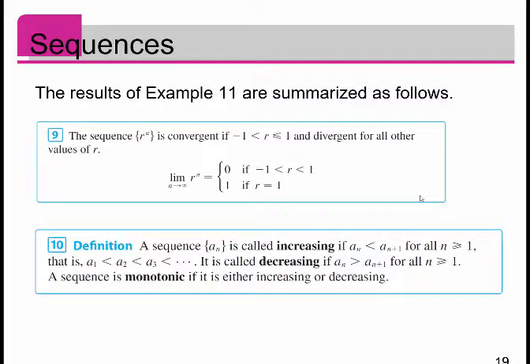All right, so the results of Example 11 are summarized as follows. The sequence r^n is convergent if you're between -1 and 1, and divergent for all other values. And finally, a sequence a_n is called increasing if a_n is less than a_(n+1) for all n greater than or equal to 1. That is, as you can see, the sequence is going up. It's called decreasing if the opposite is true, you can see it going down. And a sequence is called monotonic if it's either increasing or decreasing.